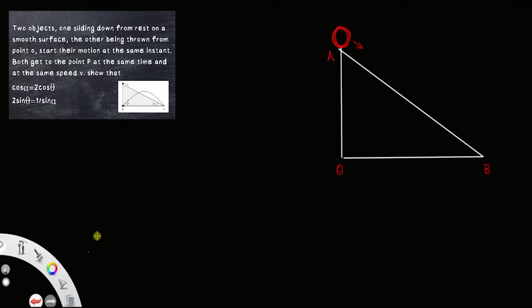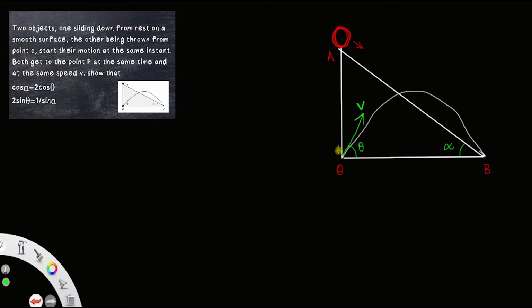At the same time, we have a projectile which is projected from the point O, and it takes a parabolic path like this and reaches the point B. We have some projectile which is projected with an initial velocity v, making an angle theta with the horizontal, from the point O, and it reaches the point B. Suppose the slope of this plane is alpha.